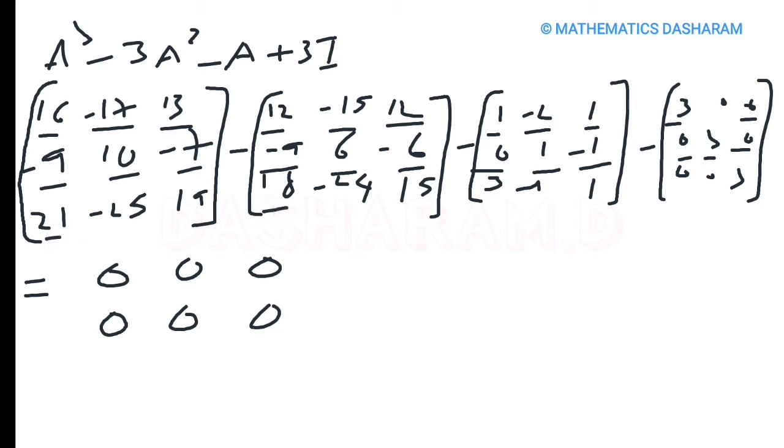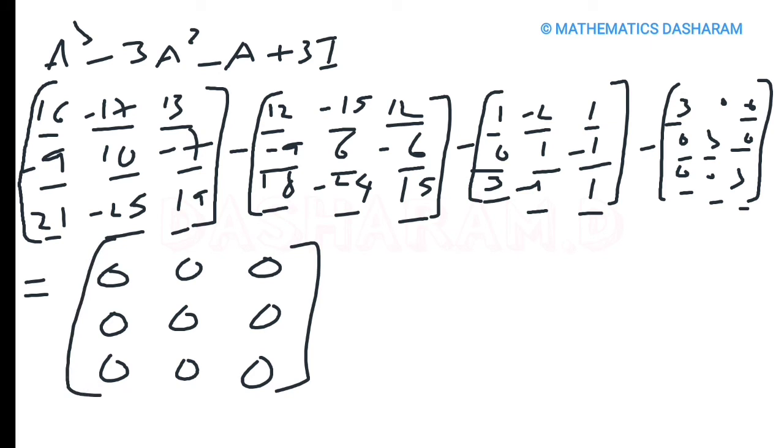21 minus 18 is 3, 3 minus 3 is 0, 0 minus 0, 0. Minus 25 minus of minus 24 is minus 1, minus 1 minus of minus 1 is 0, 0 minus 0, 0. 19 minus 15 is 4, 4 minus 1 is 3, 3 minus 3 is 0. So the final answer is 0 matrix with order 3.